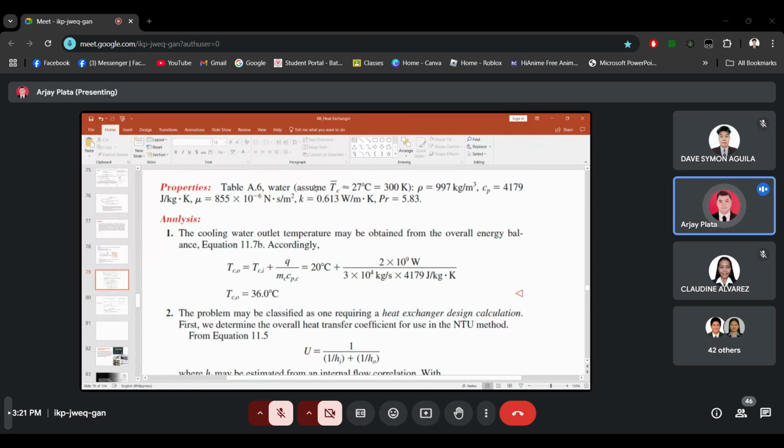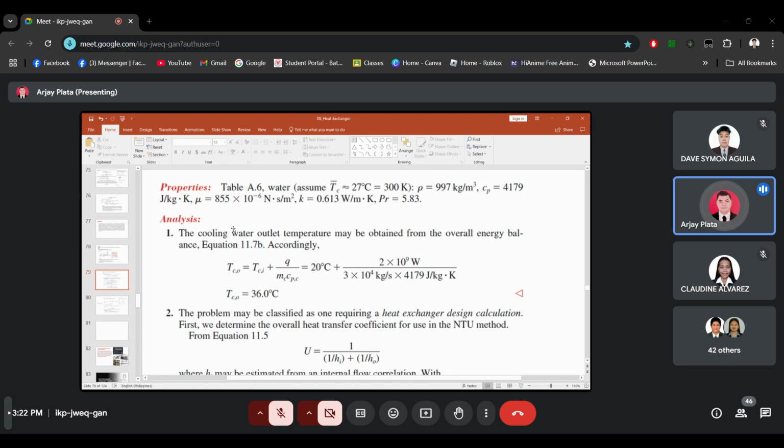Okay, so to analyze, you have to look for these values. We have a table, table 8.6, at a temperature of 27. Your density is 997, Cp is 4179, and dynamic viscosity is 85.5. Please also get the value of k and the Prandtl number as well, so you don't have to go back and forth. Just get it together with the other values.